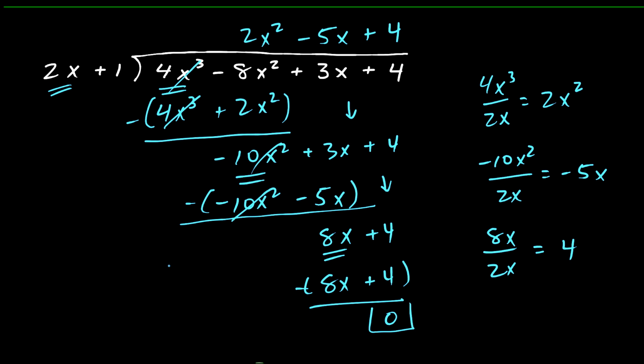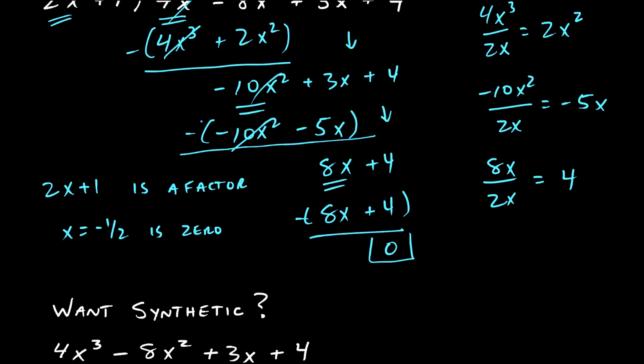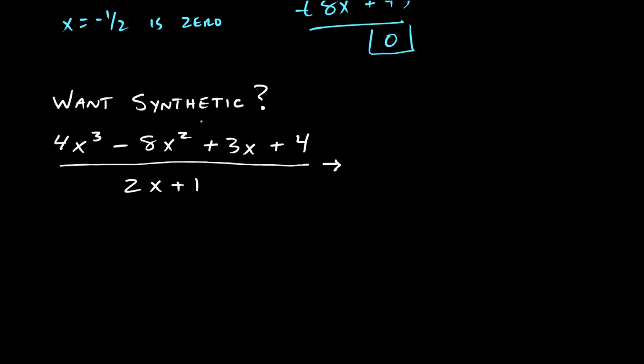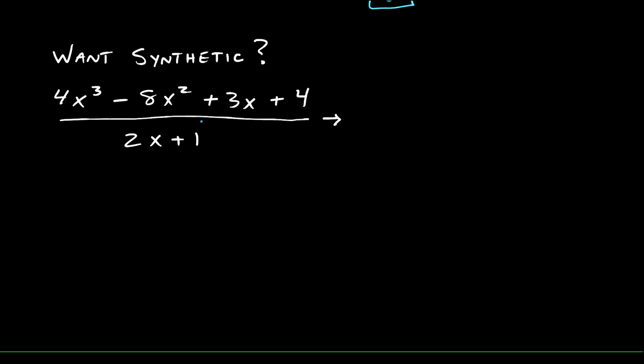So what does that mean? It means that 2x plus 1 is a factor. Okay? Now, if 2x plus 1 is a factor of our dividend, that polynomial, that means x equals negative 1/2 is going to be an x-intercept, or a 0, of the dividend. So those are the important details to remember. Now, what about synthetic for this? If you really wanted synthetic, could you make that happen?